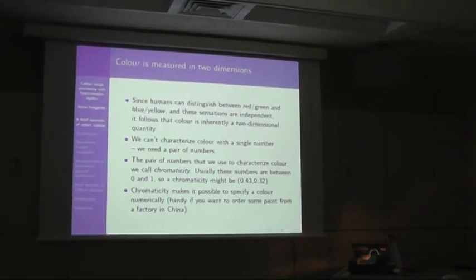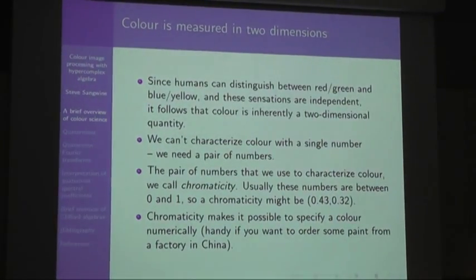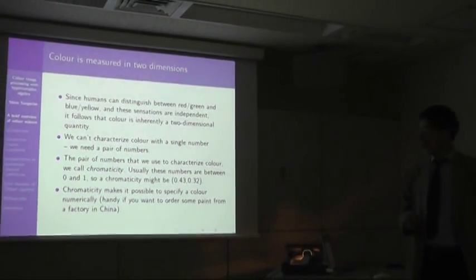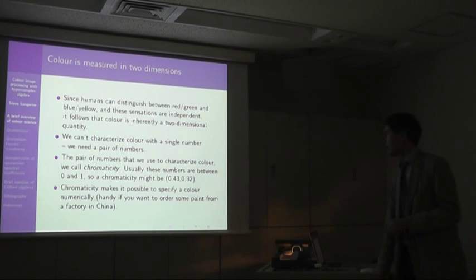So we can see, if we want to measure colour, and there are many reasons why colour needs to be measured, in particular if you think of technical applications, you need a number. You want to order some paint, you need to specify the colour of the paint, and it needs to be done with numbers. And so we need two numbers to characterise a colour. You cannot do it with a single number. And these two numbers are called chromaticity. And normally they're between 0 and 1. So they're like XY coordinates on an XY diagram. And they enable you to specify the colour of a surface, a paint, or a light.